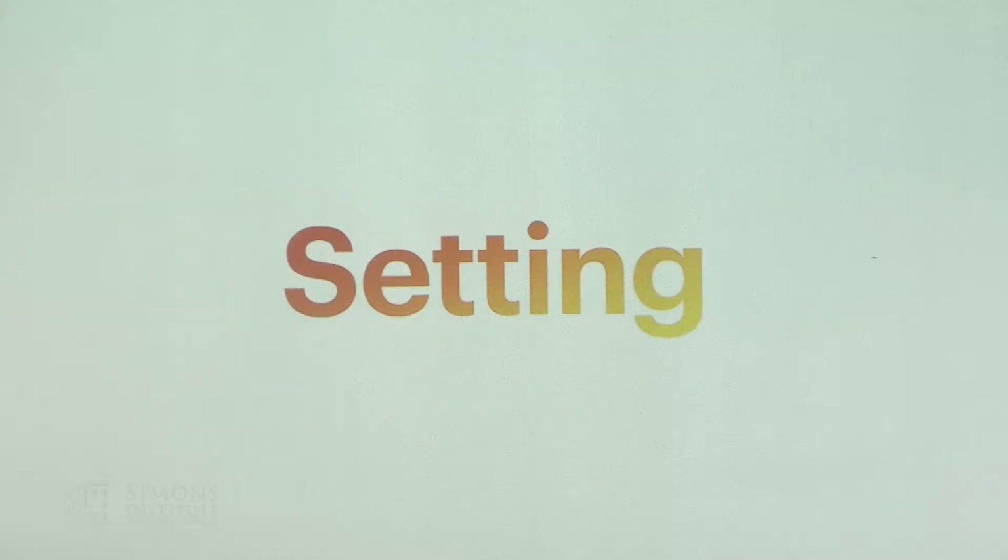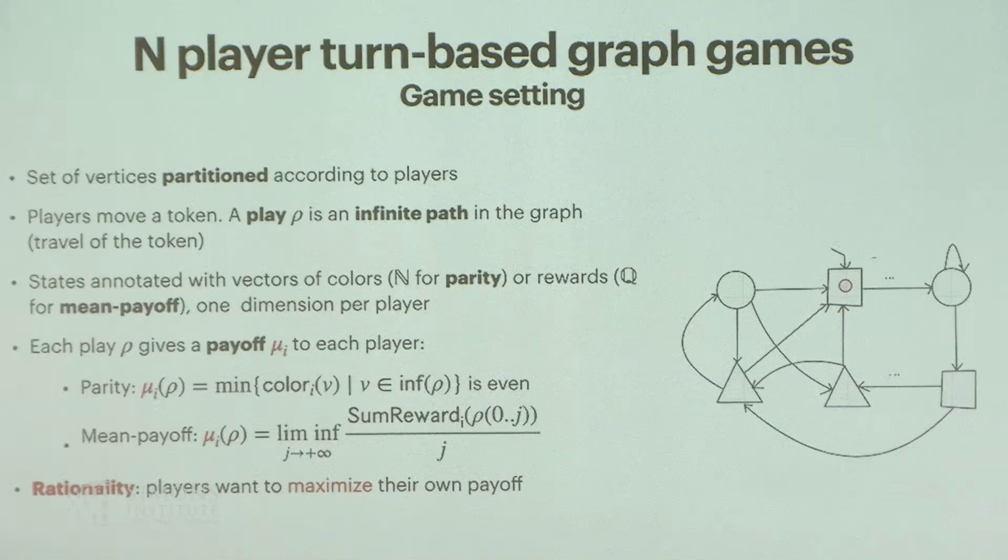Okay, so what is the setting? We already had several talks about games, so it will be quite similar. Maybe a bit different from the games that were presented by Marta that were concurrent games. Here I will go for the simpler setting of turn-based games. I have a finite graph with vertices that are partitioned according to the player. In this example, I have three players: the circle player, the square player, and the triangle player. And so we play on this game as usual.